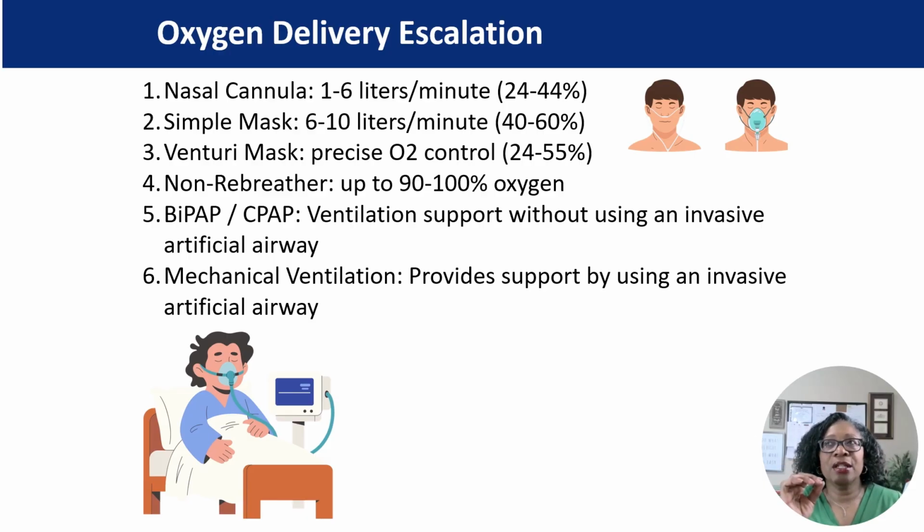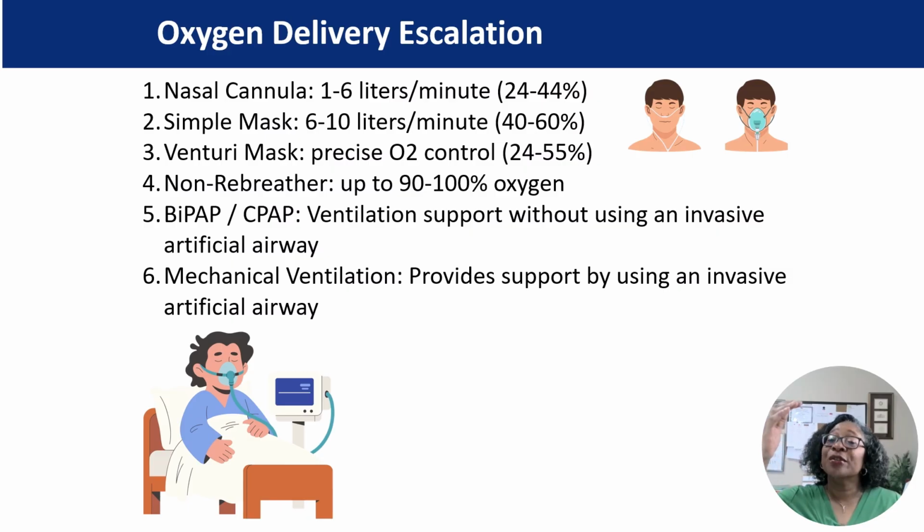When you put a nasal cannula on a patient, you can deliver 1 to 6 liters of oxygen a minute. And that's approximately 24 to 44% oxygen. And this is commonly used for patients with mild hypoxia. Then you'll move up to a face mask, which delivers 6 to 10 liters of oxygen per minute and provides approximately 40 to 60% oxygen. And this is used for patients who need moderate oxygen support.